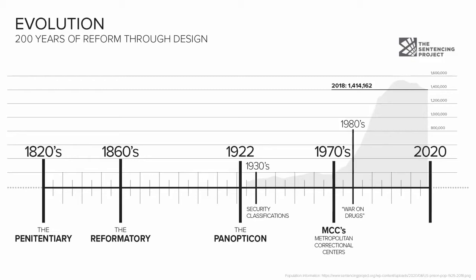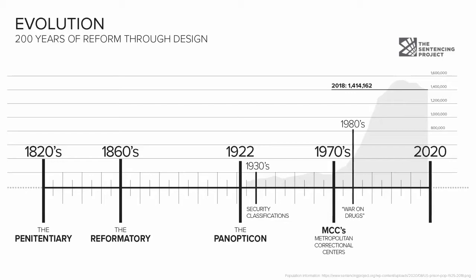As the penitentiary model proved unsuccessful by the 1860s, new reform ideas based on sociology and psychology were experimented with in the reformatory. The panopticon, which was a design by English philosopher Jeremy Bentham in 1791, was first constructed in the United States in 1922. And in the 1970s, we briefly see correctional centers brought into the urban fabric to reduce travel from distant prisons to the courthouses in the city. And now here we are at 2020, when our incarcerated population is over 1.4 million. It is time for another reform.